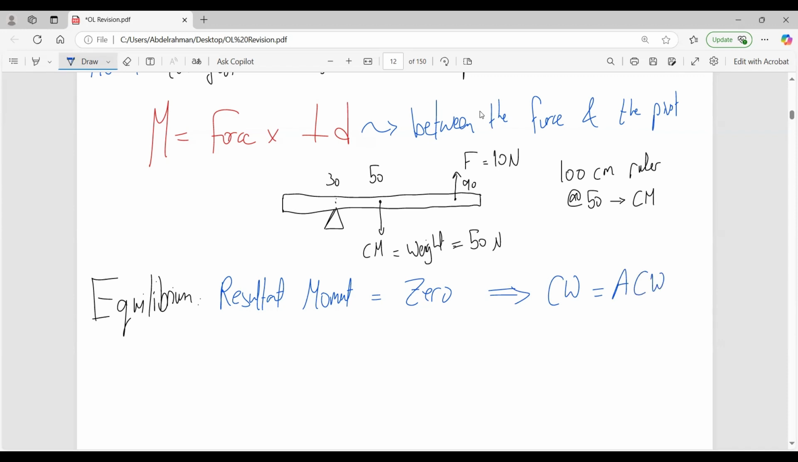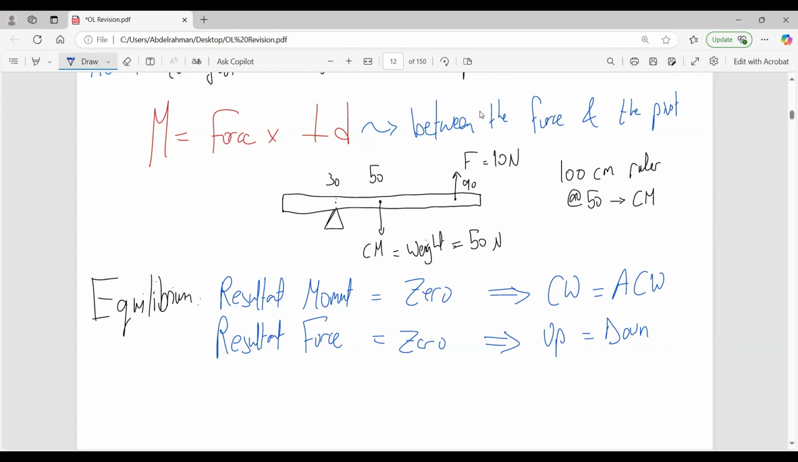Right. The other condition that must be satisfied is that the resultant force is equal to 0. Meaning that the upward force is equal to the downward force. Resultant force equals 0 means that there is no turning effect. Resultant force equals 0 means that there is no motion, no acceleration. The object is at rest.